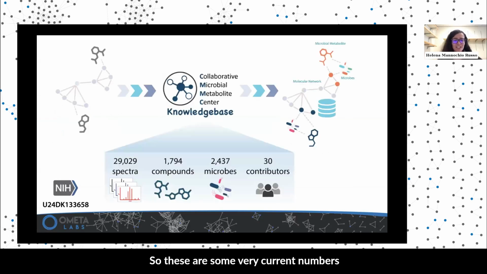So these are some very current numbers from this Monday. Currently the CMMC knowledge base comprises 29,000 MS/MS spectra of about 1,800 compounds that have already been linked to 2,400 microbes. And for now, we have 30 people that have contributed to this effort.